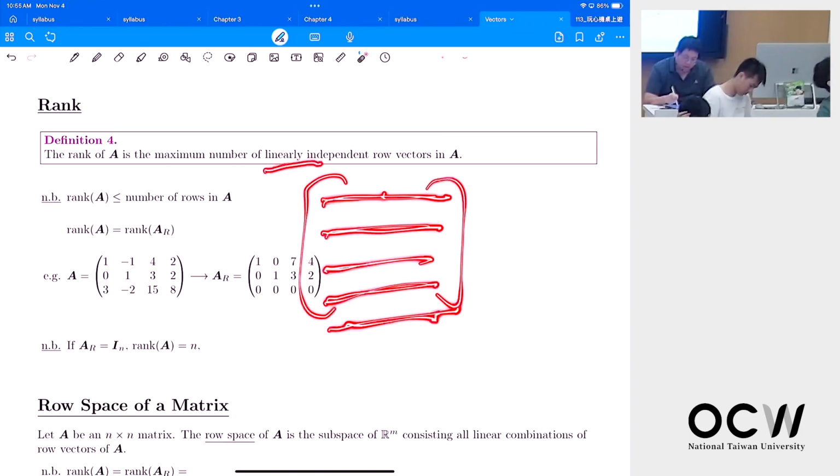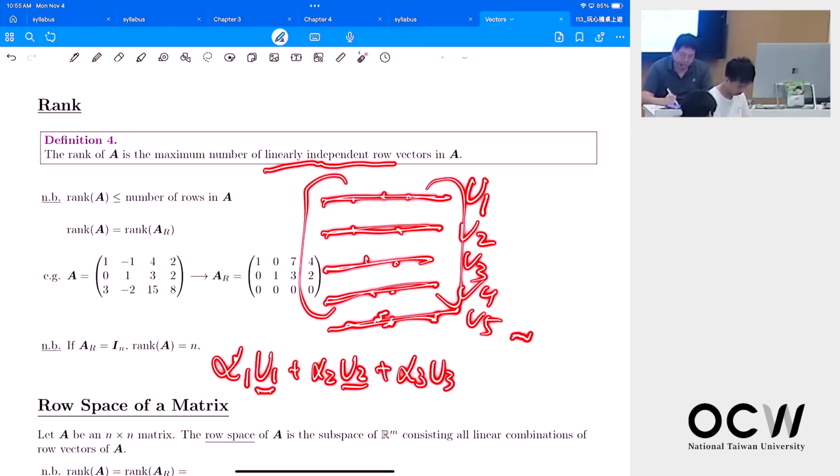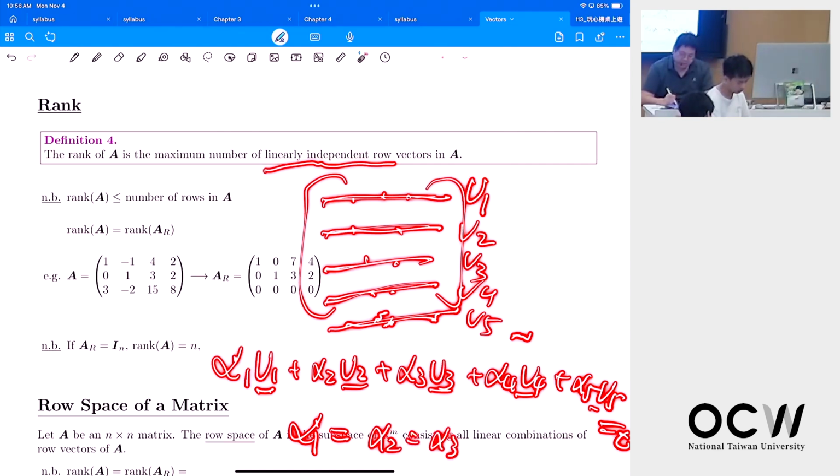How do we know that they are linearly independent row vectors? Yeah, so how do we check those row vectors are linearly independent? Suppose this is v1, v2, v3, v4, and v5. If those 5 rows are linearly independent, that means alpha 1 v1 plus alpha 2 v2 plus alpha 3 v3 plus alpha 4 v4 plus alpha 5 v5 is 0, and alpha 1 equals alpha 2 and so on, those coefficients are 0. Then they are linearly independent.